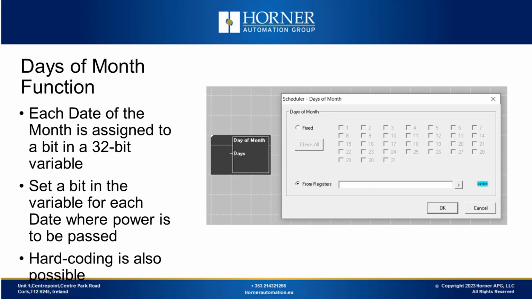Now we'll discuss the days of the month function block. Similarly, each day of the month is associated with a bit in a variable. However, due to the potential 31 days in a month, a double integer variable is required for this function. To enable power flow on specific days of the month, you set the corresponding bits in the assigned variable.